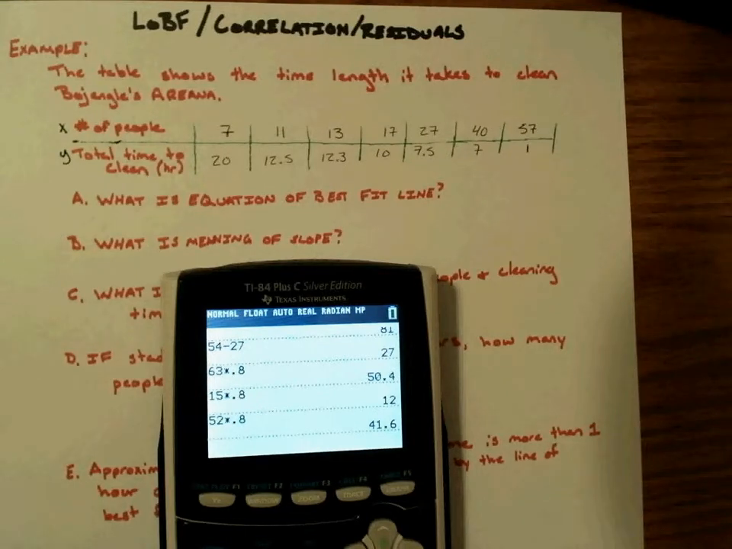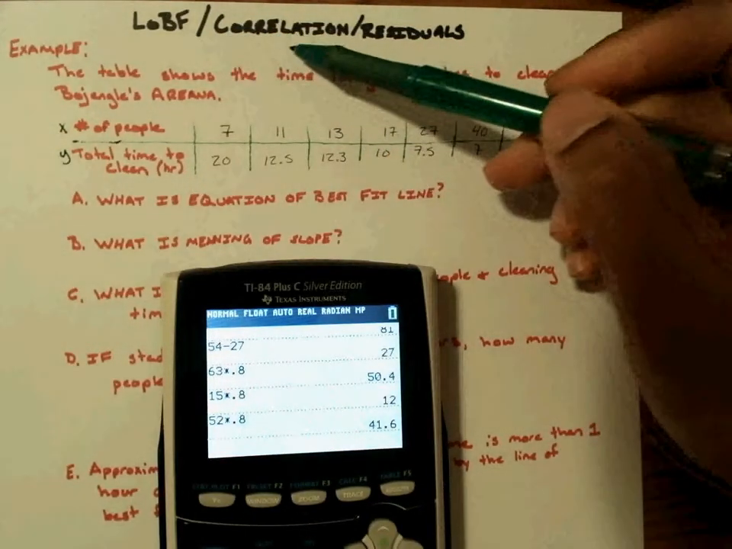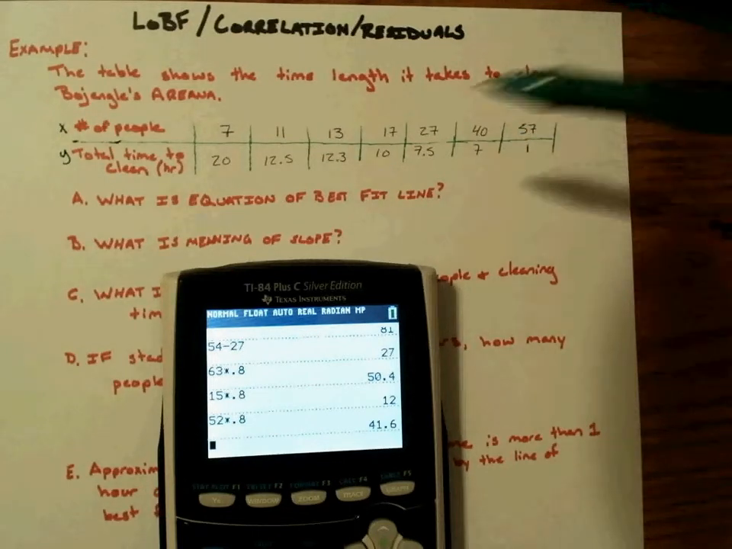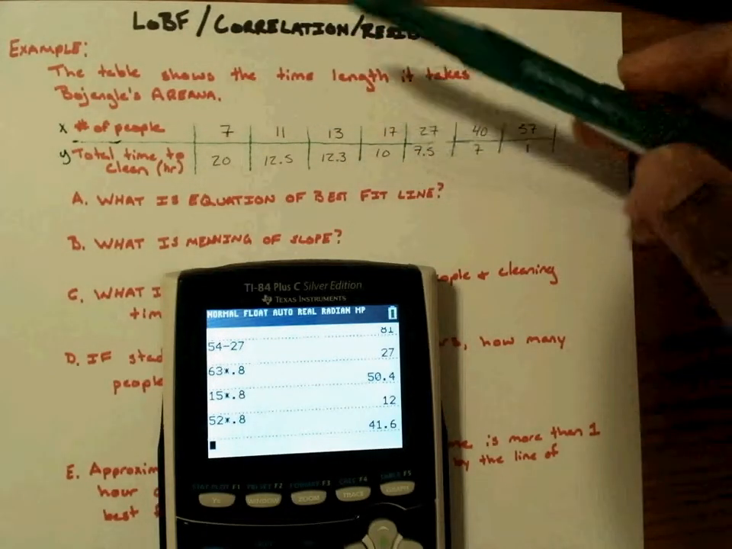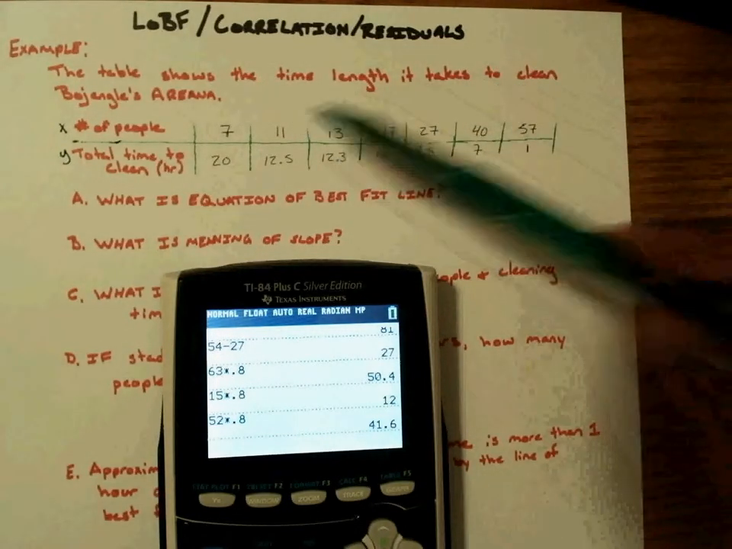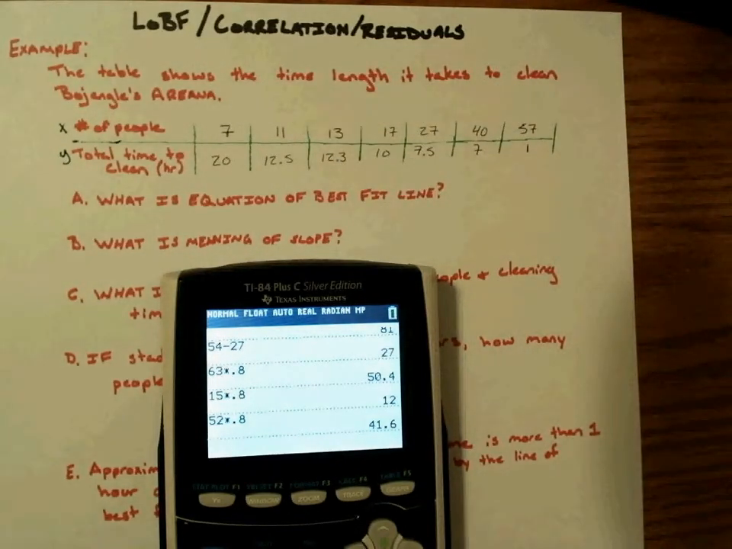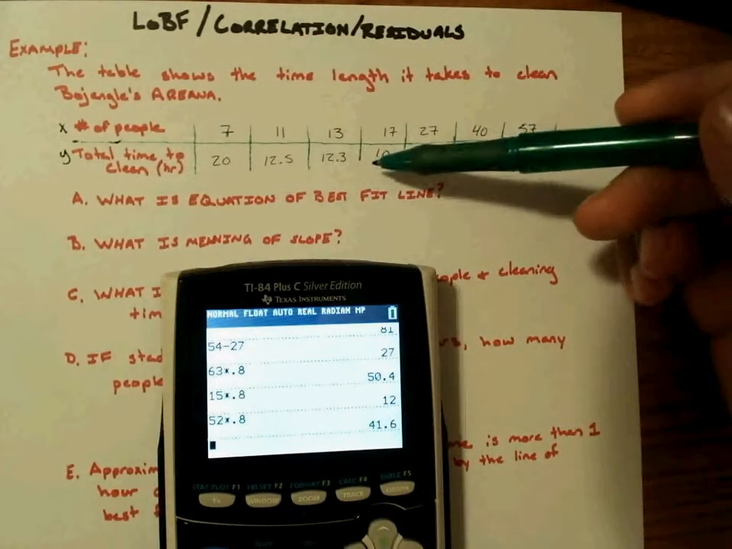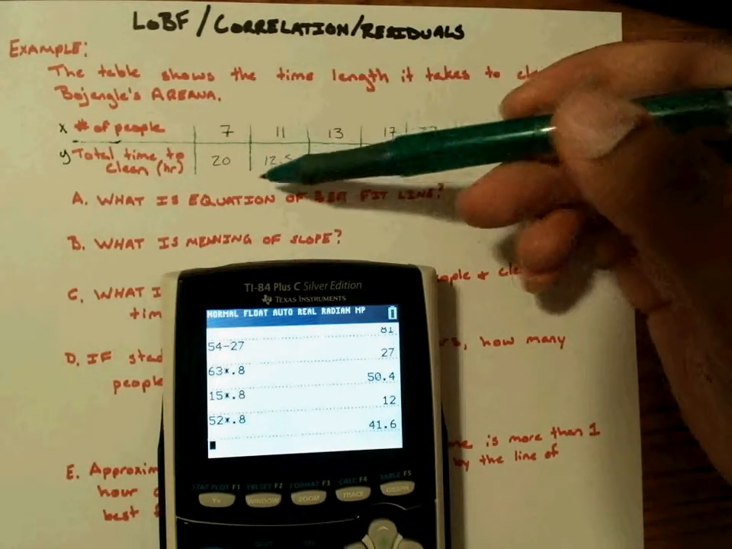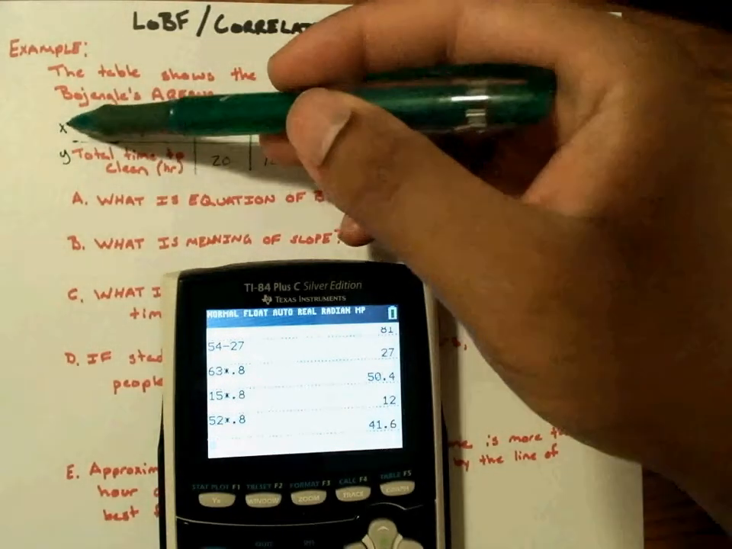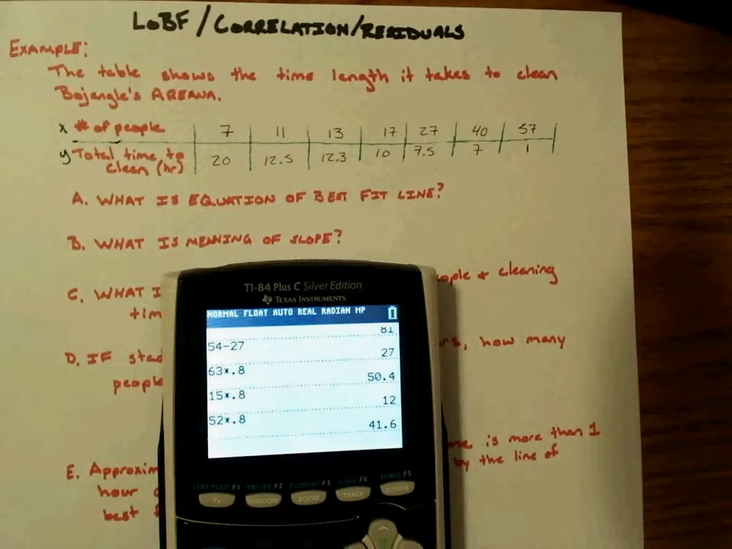This is a video on line of best fit, correlation, and residuals. They all kind of go hand in hand together. So in this example, the table shows the time length it takes to clean Bojangles Arena. I've already labeled my top row X and my lower row Y. It's always a good habit to write X and Y so that you always have that reference to go back to.